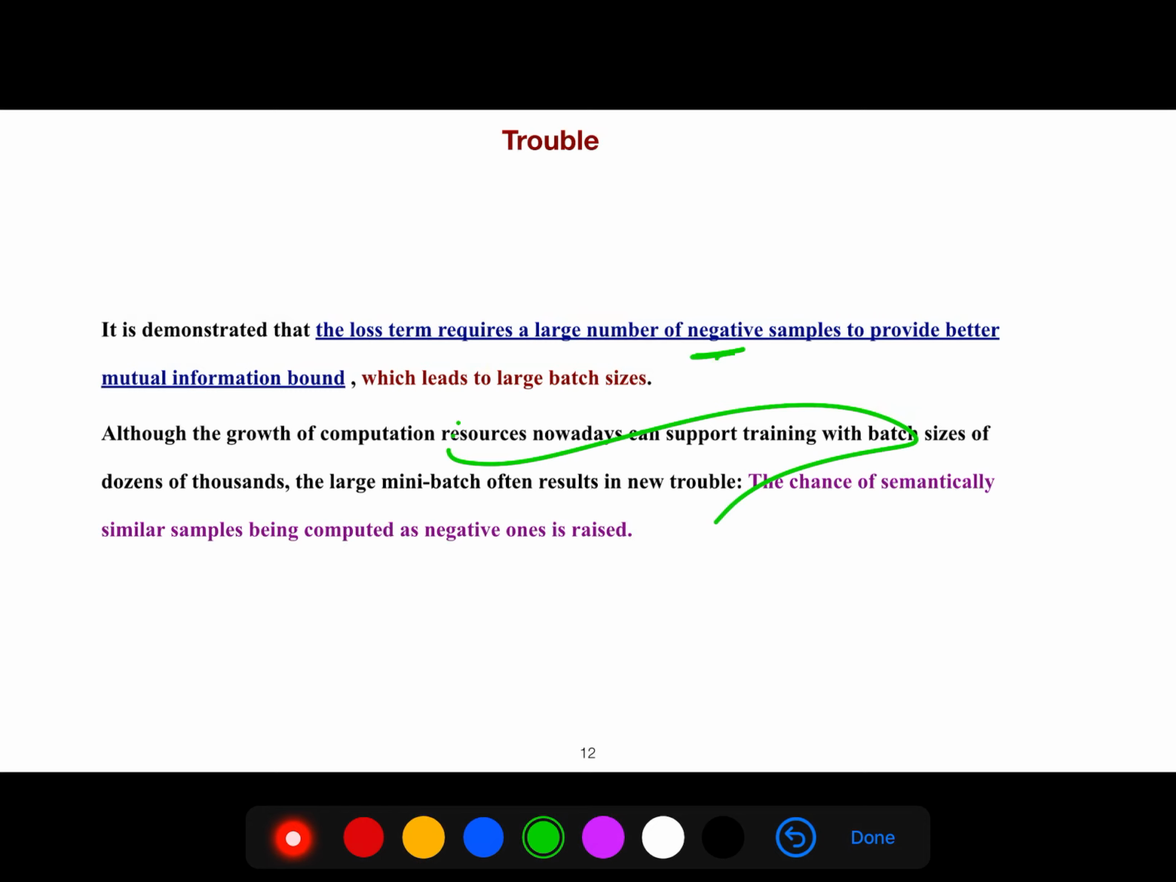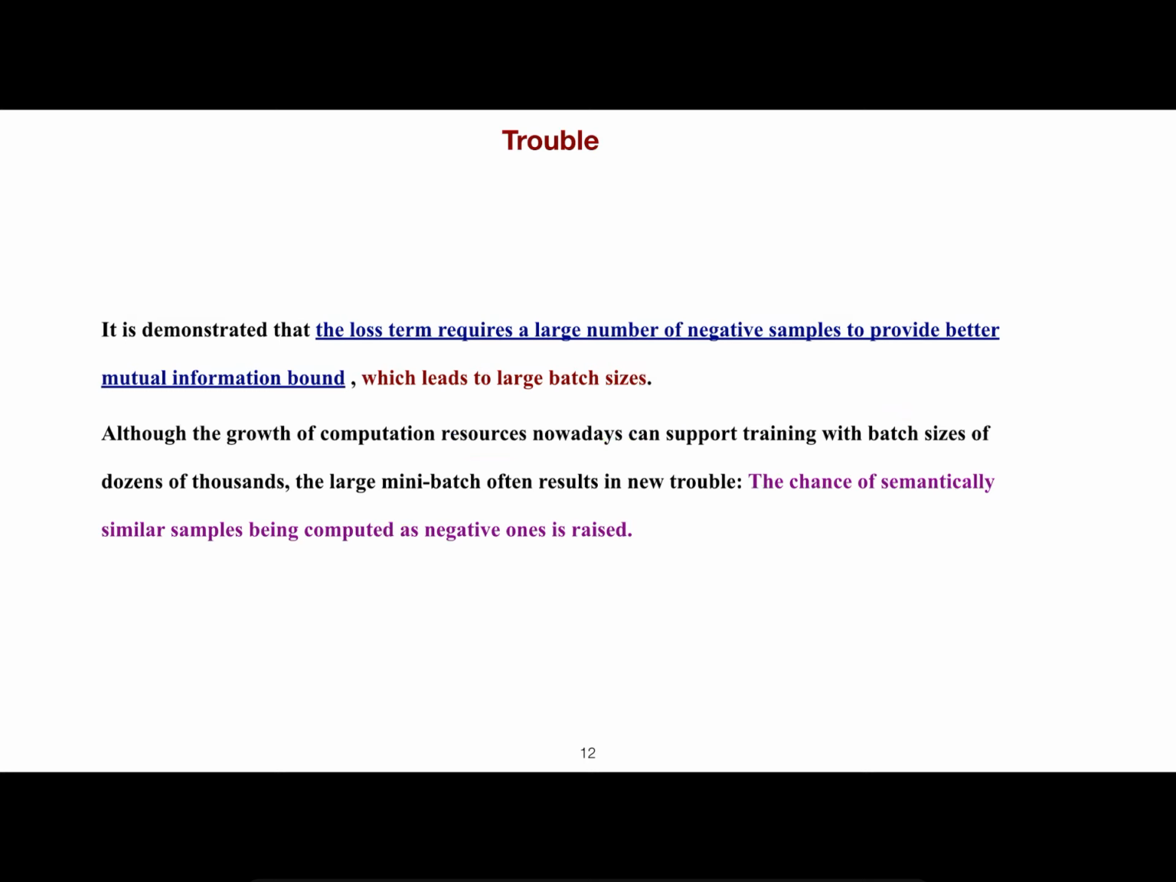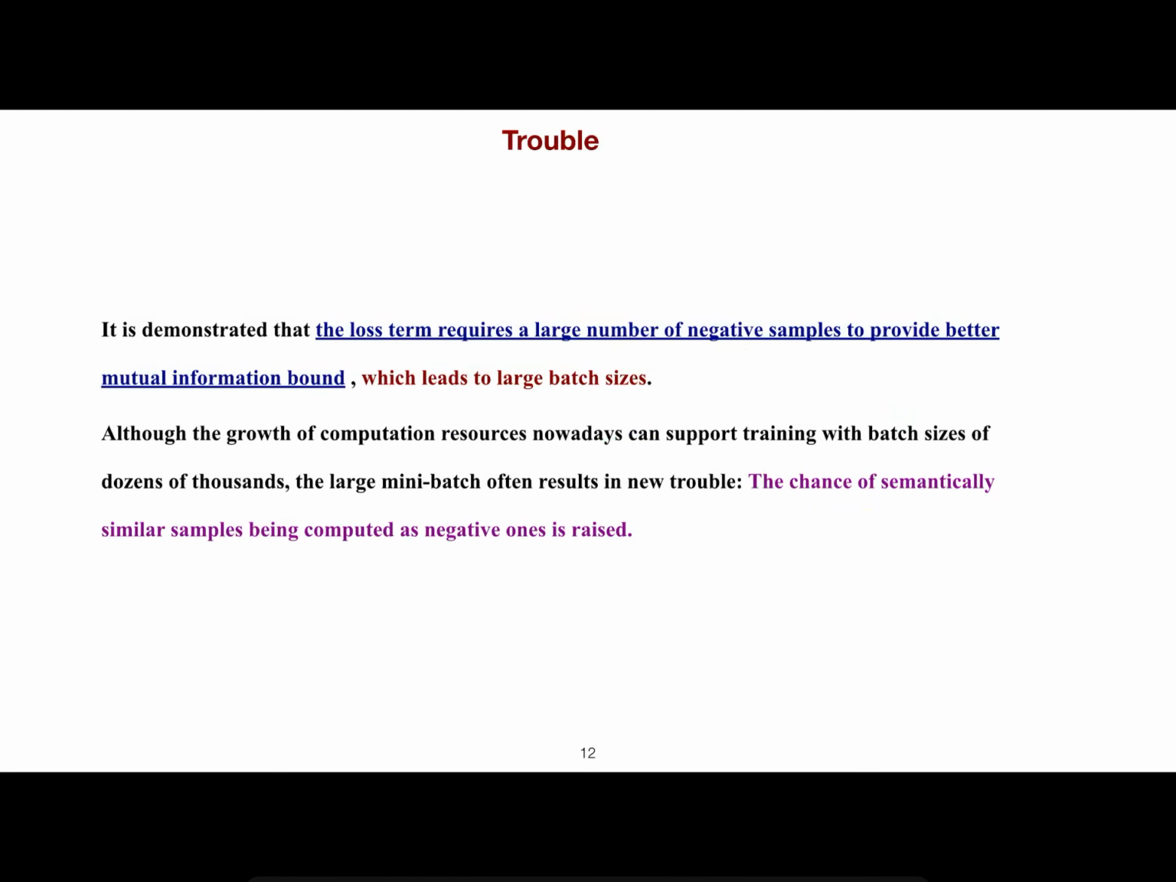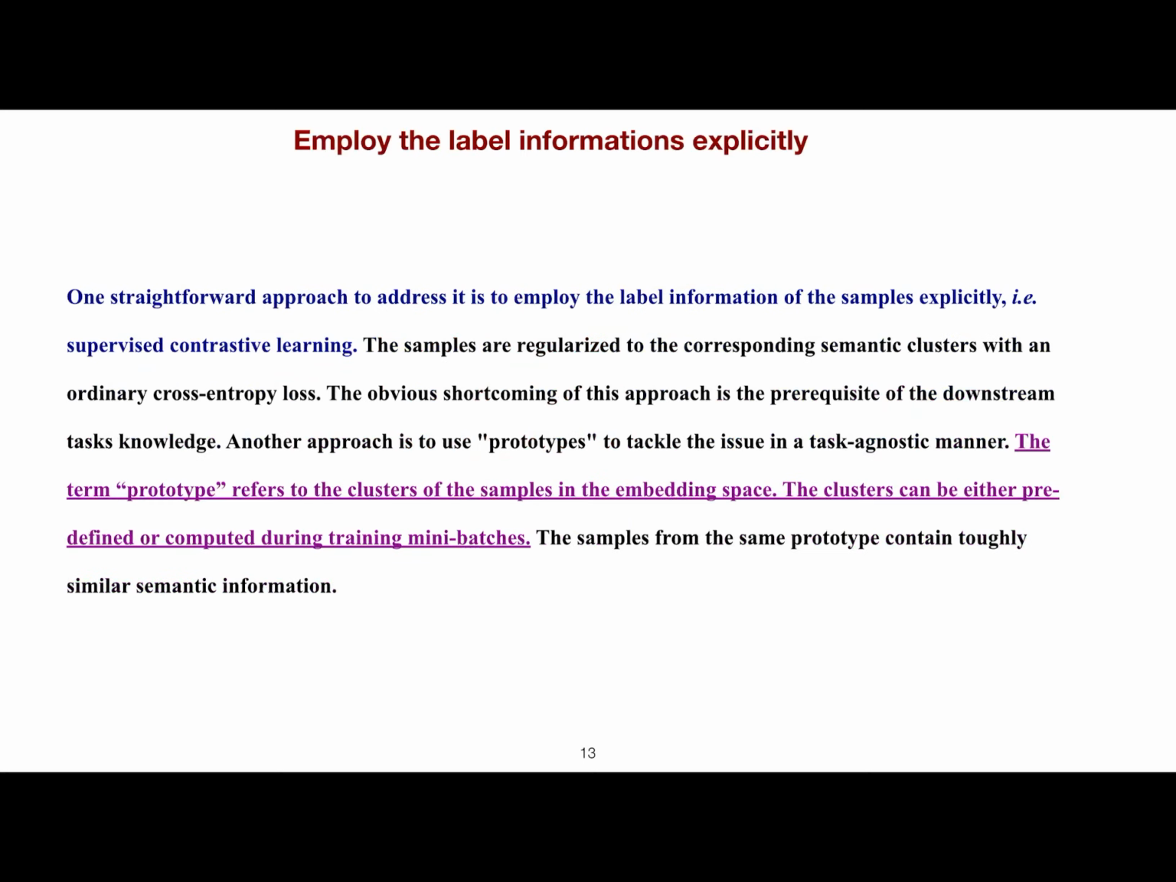Although the growth of computation resources nowadays can support training with batch sizes of dozens of thousands, the large mini-batch often results in new trouble. The chance of semantically similar samples being computed as negative ones is raised.